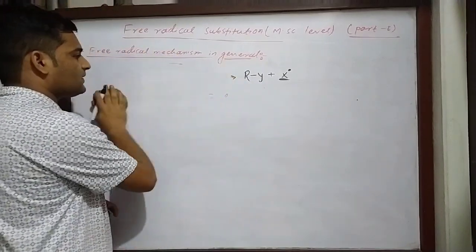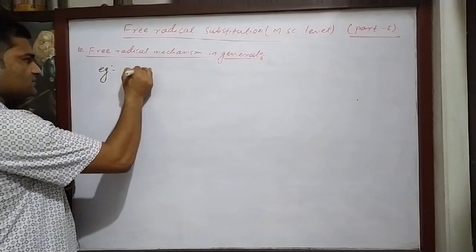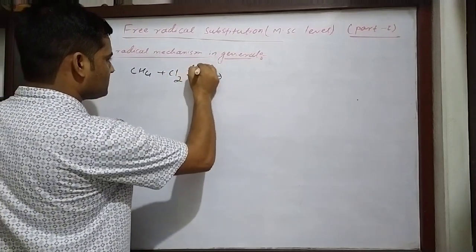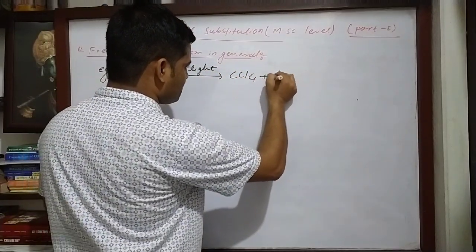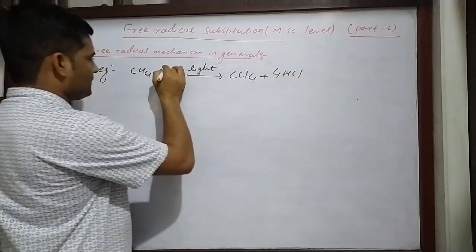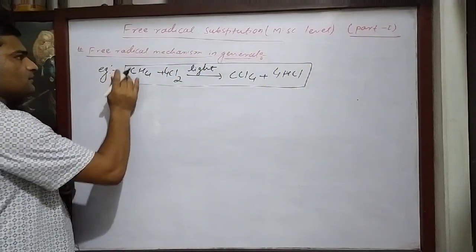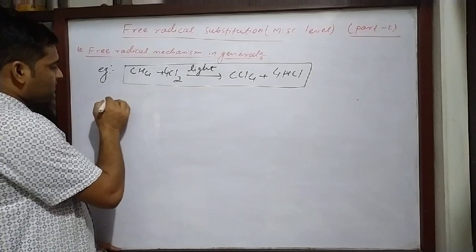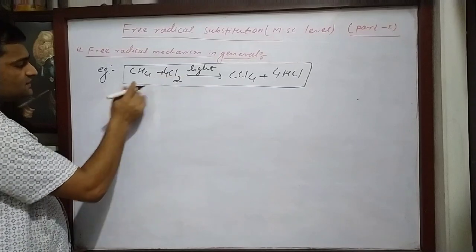Now come to an example. Suppose we take a CH4 molecule plus Cl2 chlorine in the presence of light. It reacts to give, in the complete reaction, CCl4 plus 4 HCl. In the presence of light there is homolytic bond fission, so this is a free radical mechanism. In every free radical mechanism there is a three-step process.